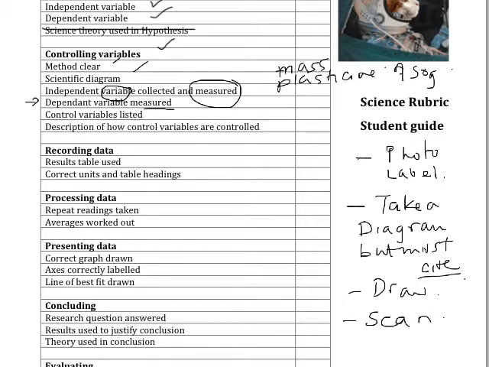The next very important thing is the control variables. These are all the variables that must stay the same. So if you're changing mass, you have to keep the height the same. How will you do that? And that's what you need to do in this next bit.